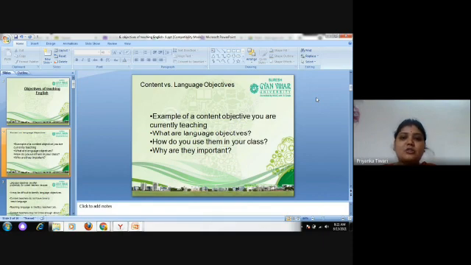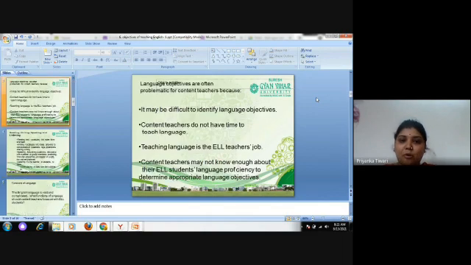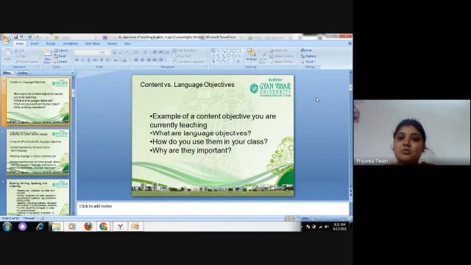What are language objectives? How do you use them in your class? Why are they important? These are very important. Why is it so important for the class, for students? How do you use them in your class? And what are language objectives and the currently teaching method?